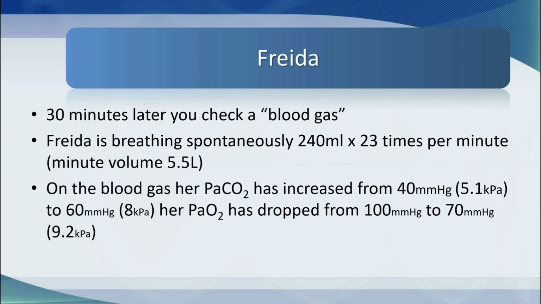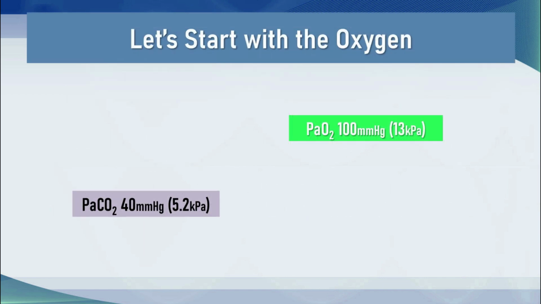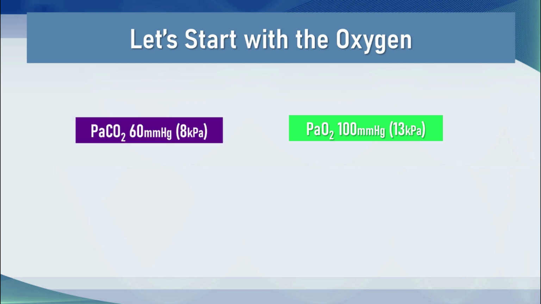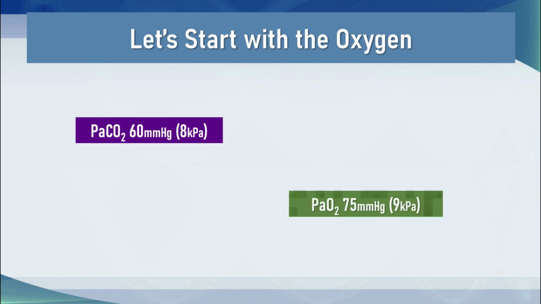And that's why when we get her blood gas, it's a little bit surprising, because on her blood gas, her PCO2 has increased from 40 millimeters of mercury, which is 5 kilopascals, up to 60, or 8 kilopascals. And that happened fairly quickly. And the PaO2 has surprisingly dropped from 100 millimeters of mercury down to 70 millimeters of mercury, or 9.2 kilopascals. Well, what's happened here? Well, let's start with the oxygen, because that's the easy bit on this. As we have seen, the PCO2 has risen, and it's gone from 40 up to 60 millimeters of mercury, and the PO2 has dropped from 100 down to 75 millimeters of mercury.